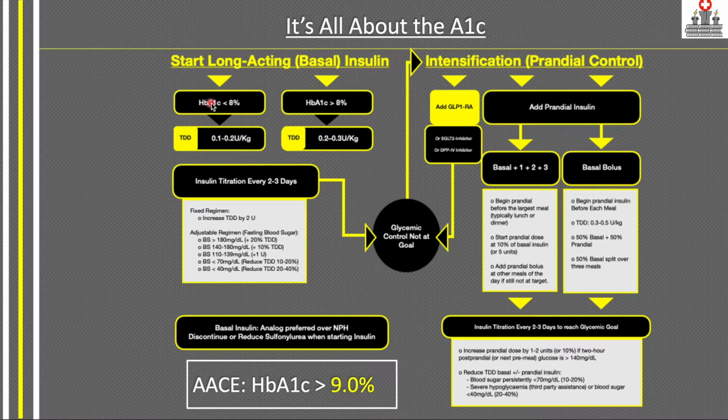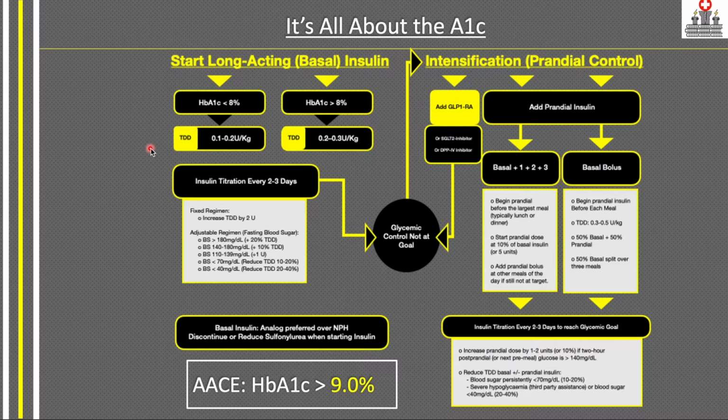They do break it down based on the A1C less than 8 or more than 8, but realistically, when the HbA1c is more than 9%, they start basal insulin. Most physicians you'll see would recommend, regardless, starting at 0.1 to 0.2 units per kilogram. You'll also see a lot of physicians outright prescribing just 10 units at nighttime.